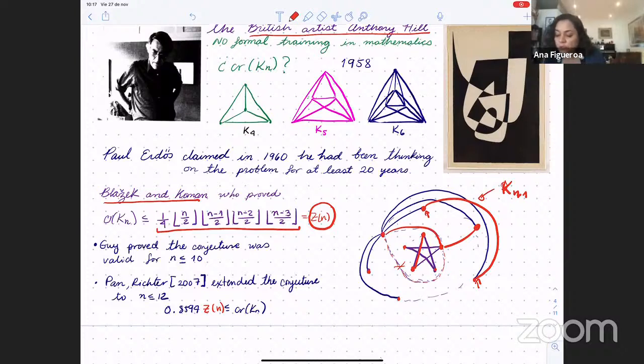Guy proved the conjecture was valid for N less than or equal to 10. Then Pan and Richter in 2007 extended this to N less than or equal to 12. But here is the best result we know about this conjecture. Again, we have an old problem where you have an example that you think minimizes the number of crossings, but no one can prove that's true.